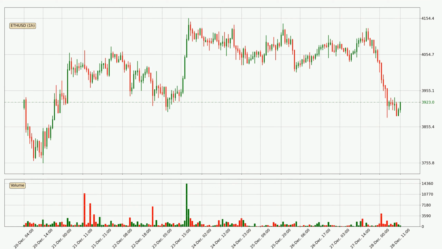Taking a look at the hourly time frame for Ethereum, it can be seen that the price went down around 4.0% in the last 24 hours, with a current price of $3,923. And the move wasn't very strong as the volume wasn't very high.